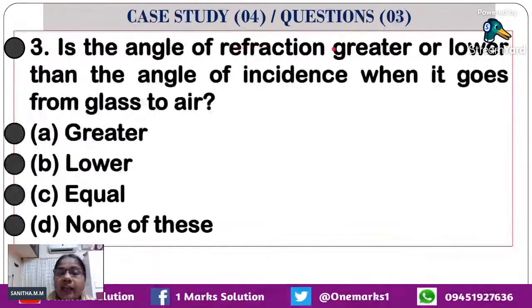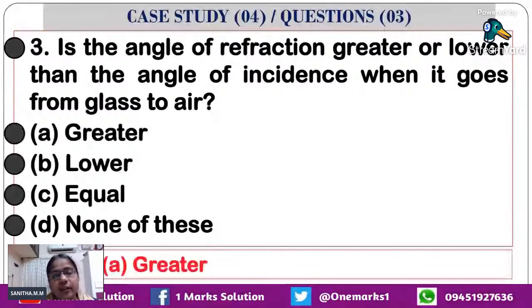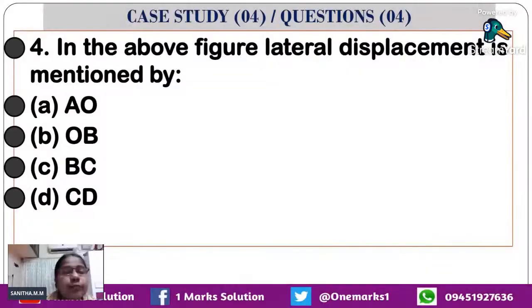Is the angle of refraction greater or lower than the angle of incidence when it goes from glass to air? That you have to note. Because when it is passing from glass to air, the refracted ray will be bending away from the normal. That means the angle of refraction will be more. That means the answer will be greater, option A. Now let us move on to the fourth question.